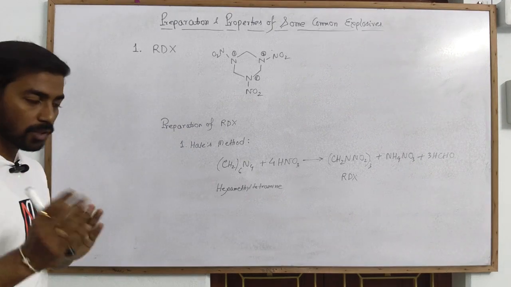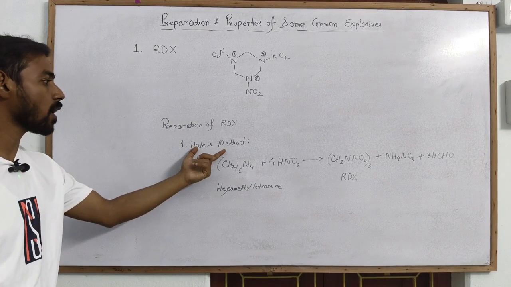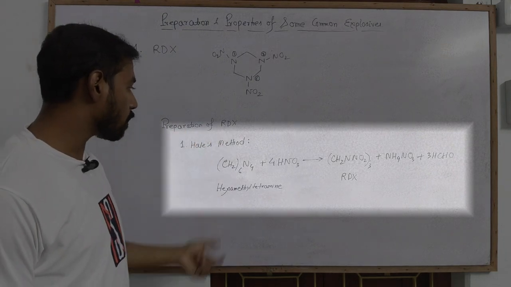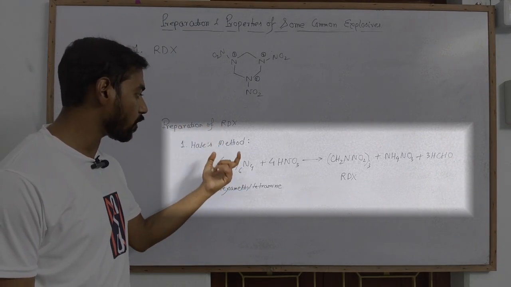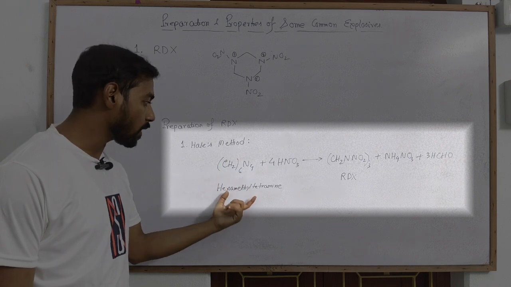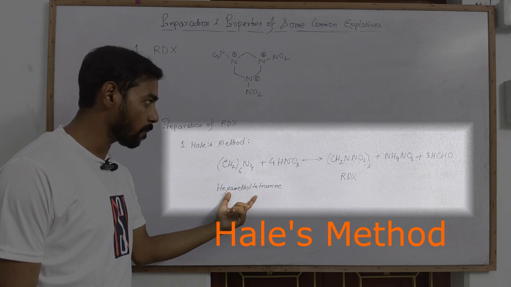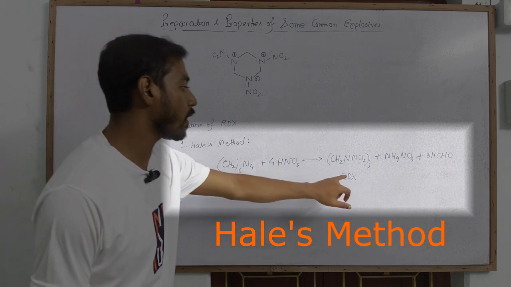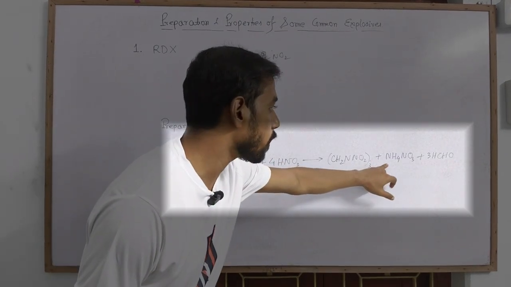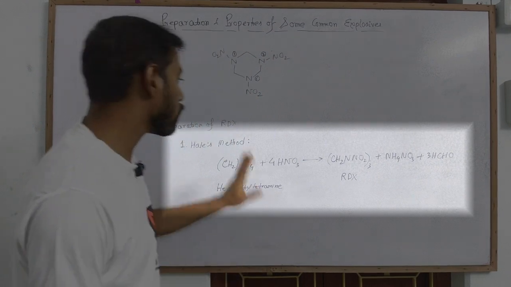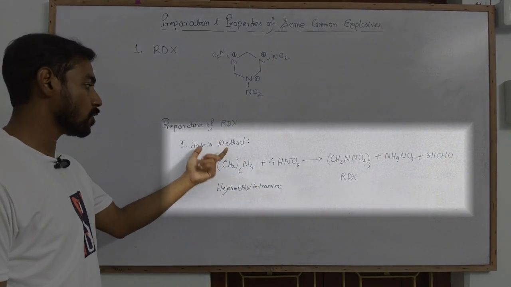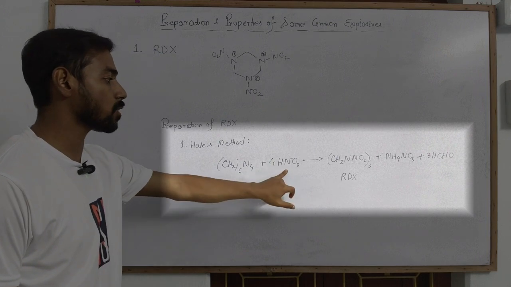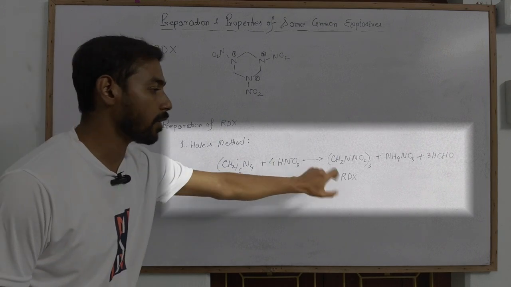There are several methods. First, we will look at the Hale's method. In this method, RDX can be prepared by the destructive nitration of hexamethylenetetramine with concentrated nitric acid. Upon the reaction, we will get RDX along with ammonium nitrate and formaldehyde. So this is the destructive nitration of hexamethylenetetramine with concentrated nitric acid to get RDX.